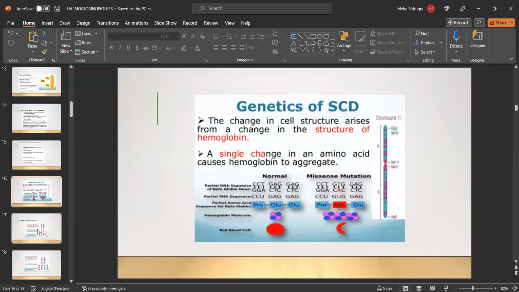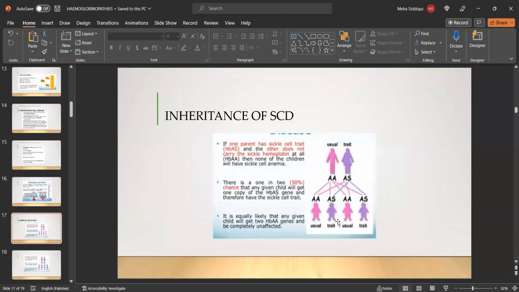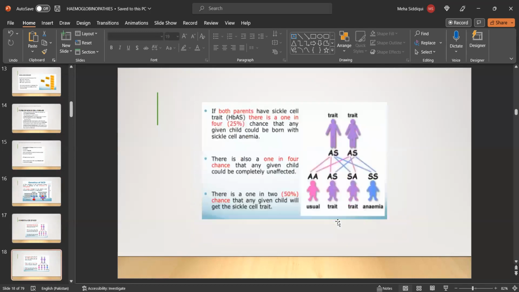Genetics of sickle cell disease. The change in cell structure arises from a change in the structure of hemoglobin. A single change in an amino acid causes hemoglobin to aggregate. As we can see, there is substitution of glutamic acid by valine. Inheritance of sickle cell disease. If one parent has sickle cell trait and the other is absolutely normal, then there is a chance that 50% of their children will be carriers, and 50% will be normal.